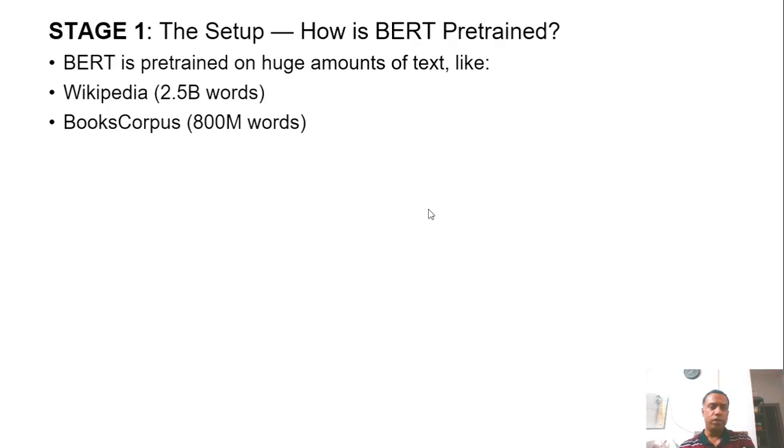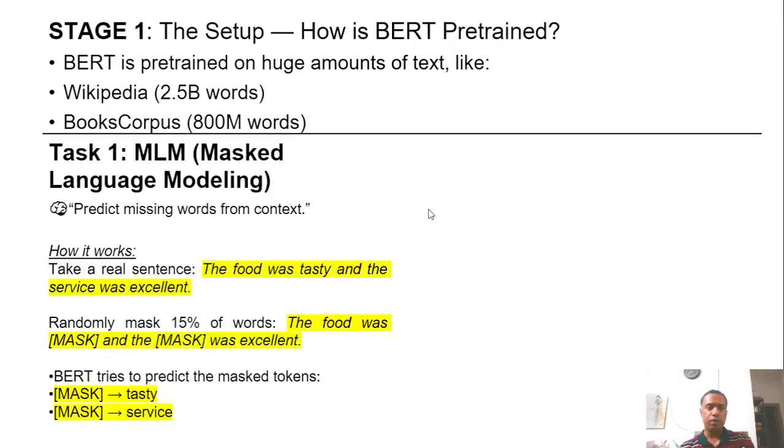BERT is pre-trained on a huge amount of text, like Wikipedia, 2.5 billion words, and BooksCorpus, 800 million words. Now we will look at two of the key tasks in BERT. One is MLM and the second is NSP. MLM stands for Masked Language Modeling. Here it has to predict missing words from a context.